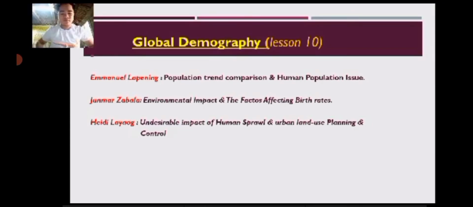I'm 22 years old and today we are going to discuss lesson 10 which is all about global demography.